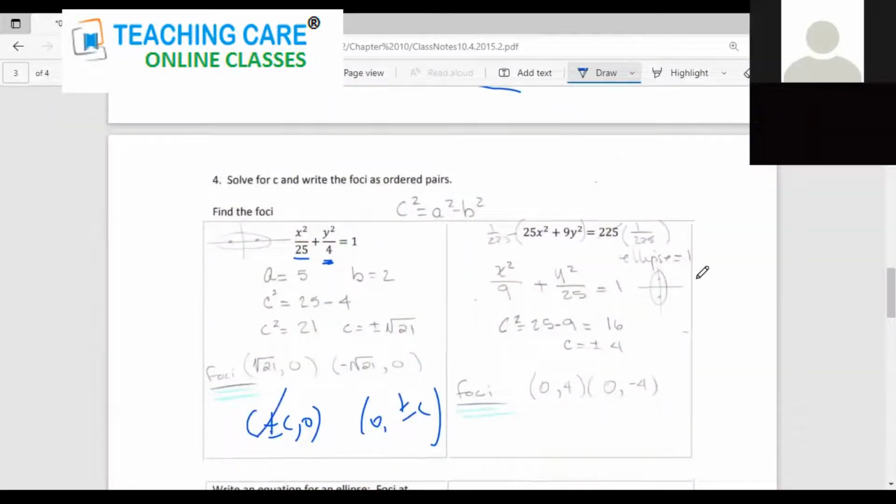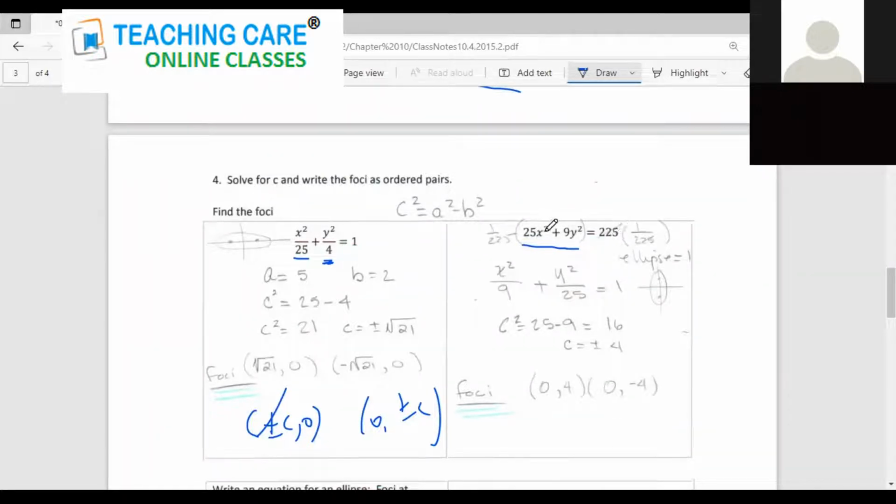Now this problem is given in the form ax squared plus by squared. So you divide both sides by 225. In that case, you will get x squared over 9 plus y squared.